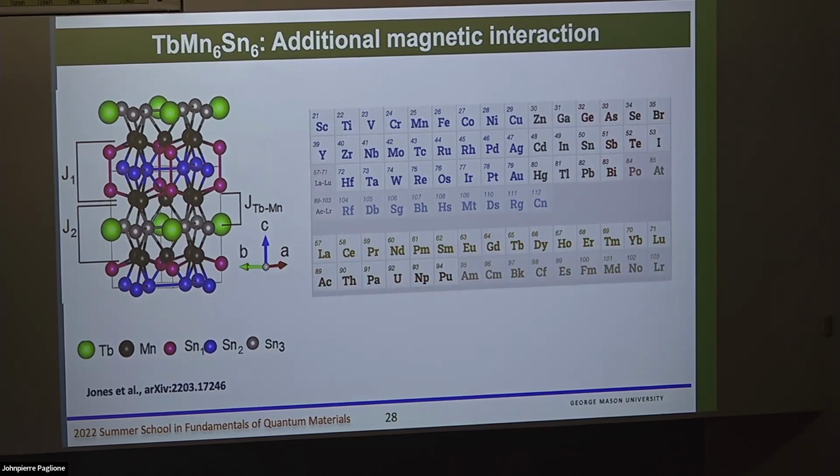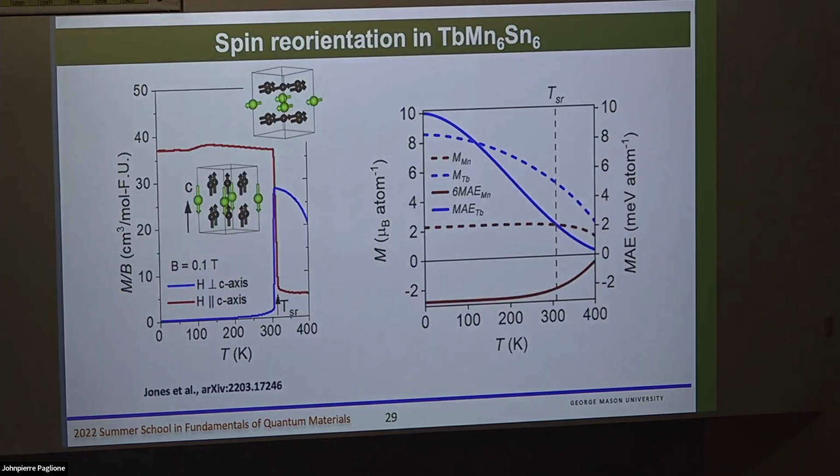what it does is that it adds an extra interaction here, right? And then this makes the system very interesting. What we found is that there is a spin reorientation that happens at about 310 Kelvin in the system. Here the spin cycle is very magnetic because the terbium and manganese are ordered in different directions. And then they are in plane, but they go out of plane as you decrease the temperature.